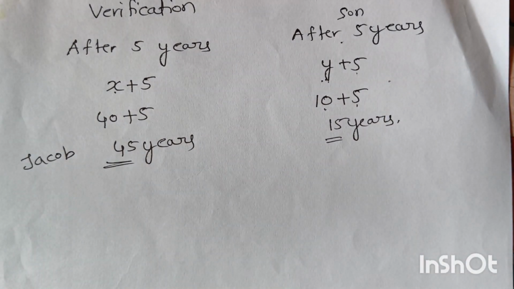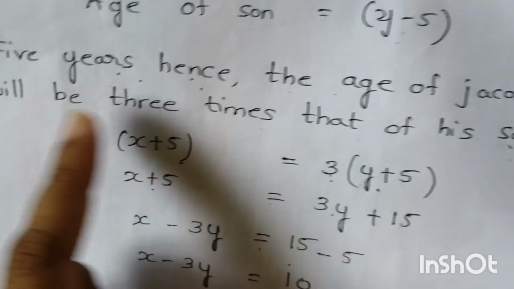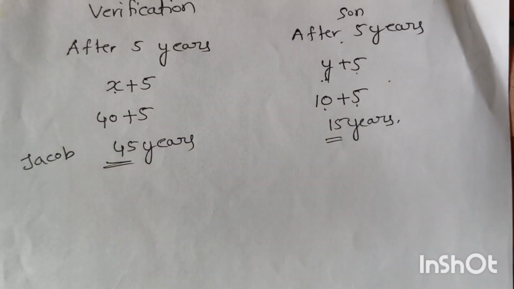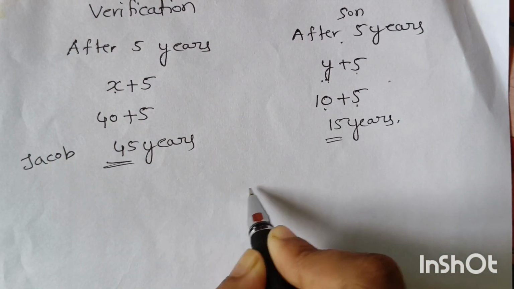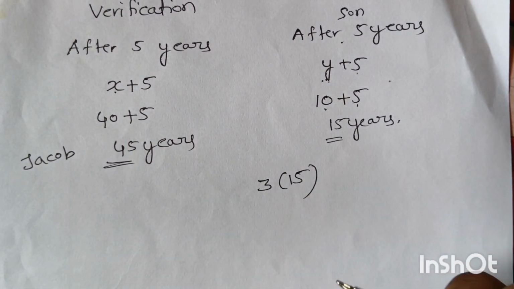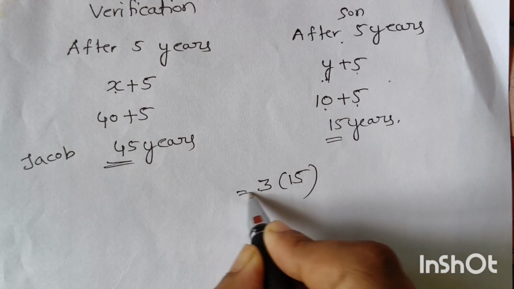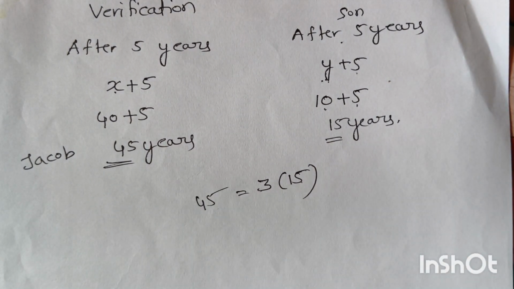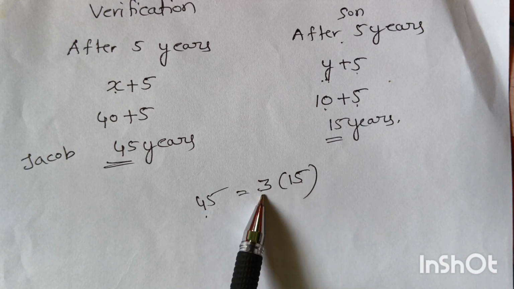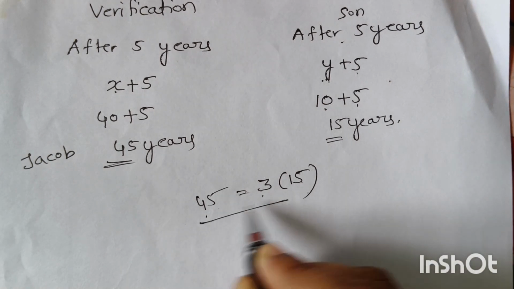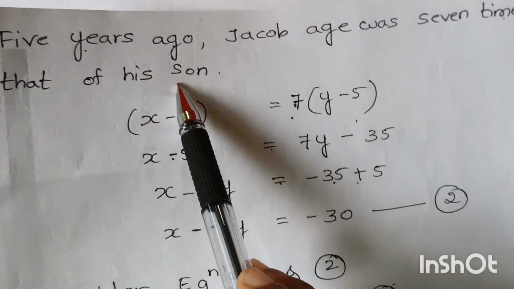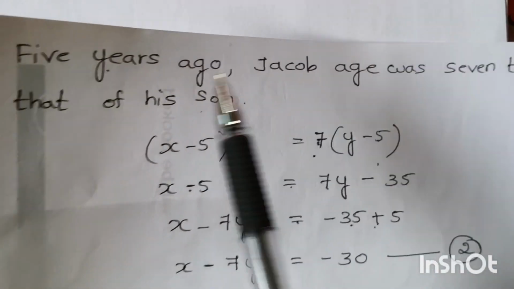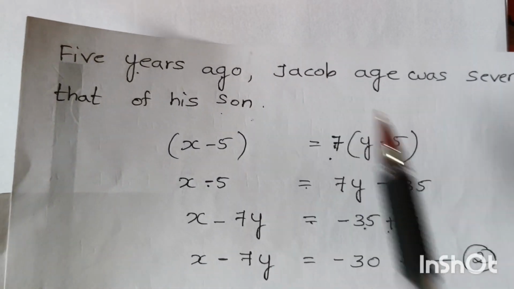What they told you in the first sentence? The Jacob age will be 3 times that of his son. Right? That is 3 into 15. What we will get? 45. Right? Yes, Jacob age, it will be 3 times of his son. We have verified the first sentence. Now let us verify the second one. 5 years ago, Jacob was 7 times that of his son.